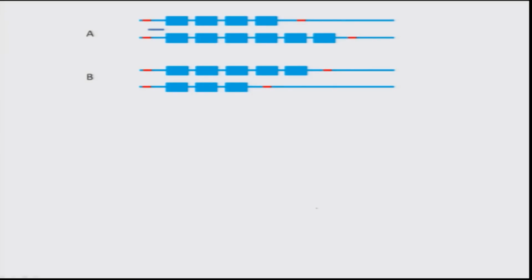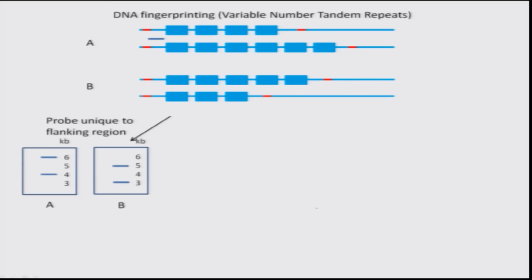So here I want to show you what happens as a result of this variable number. You see in the upper panel there are restriction sites, in orange, flanking these regions. If we use a probe which is unique to the flanking regions, we get unique banding patterns. As you see in figure A, there are 6 repeats in one of the alleles and 4 repeats in the other allele.